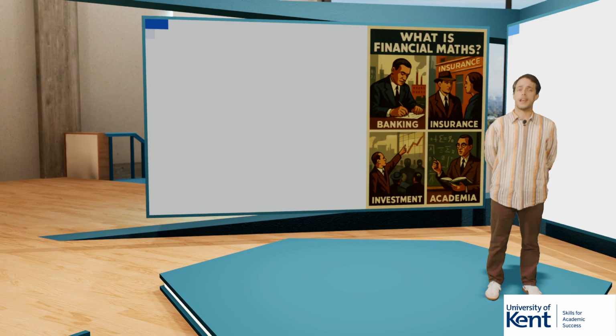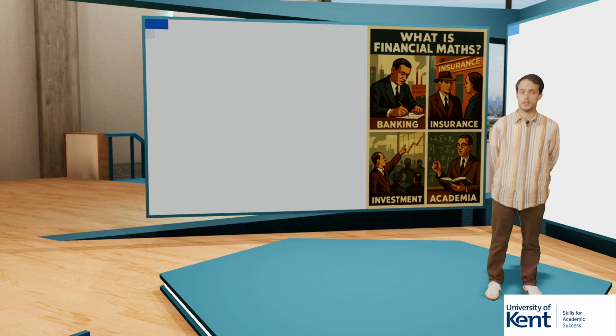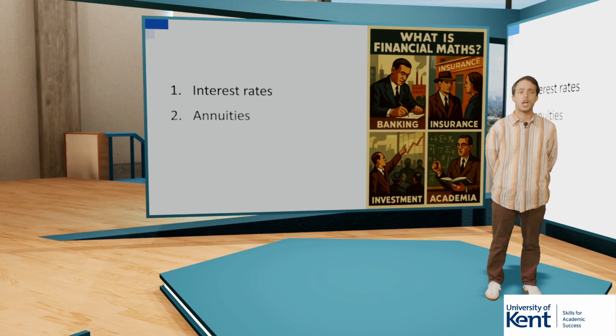At its core, financial mathematics is about applying mathematical tools to understand and predict financial decisions. It brings together probability, calculus, statistics and algebra to answer real-world questions. Applications for financial maths can be found in banking, insurance, investments, all the way to a household budget. This session will focus on three key concepts in financial maths: interest rates, annuities, and stochastic processes.